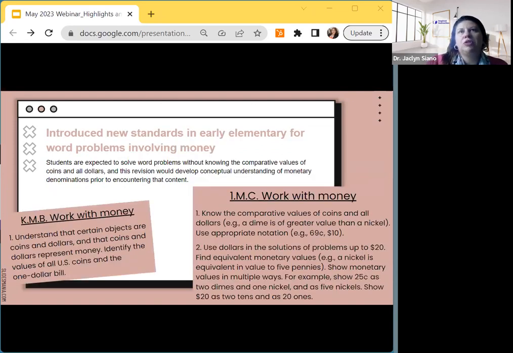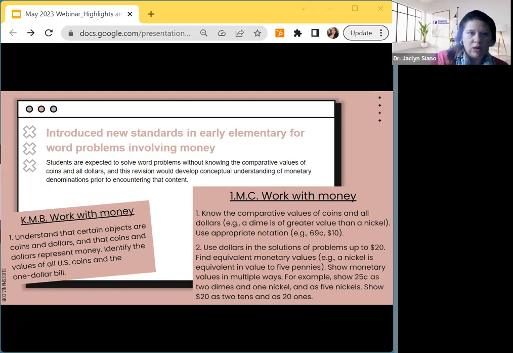They also introduced some new standards specifically for word problems involving money. So in kindergarten and grade 1 specifically, there are standards now that have to do with working with money through word problems. So being able to compare the values of coins and dollars, understanding monetary denominations, and really making sure that they're doing it in a real world authentic way.